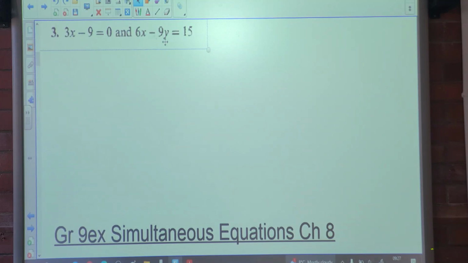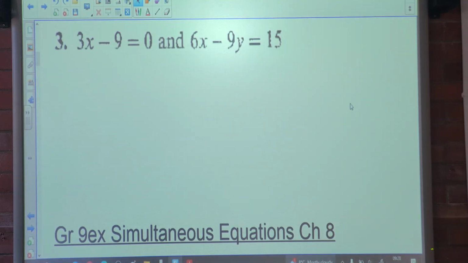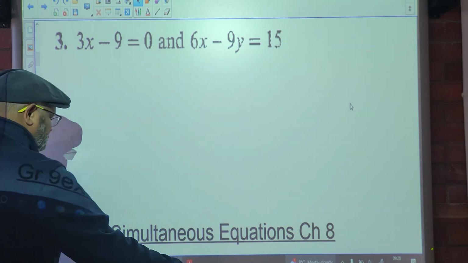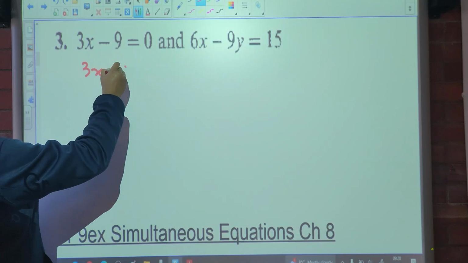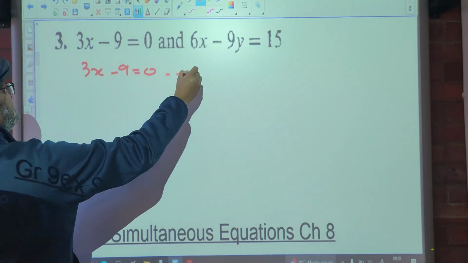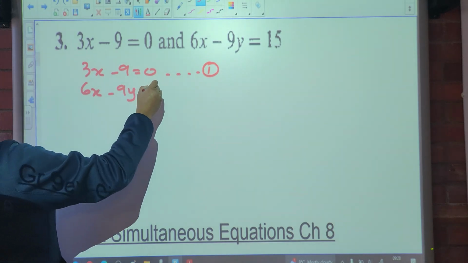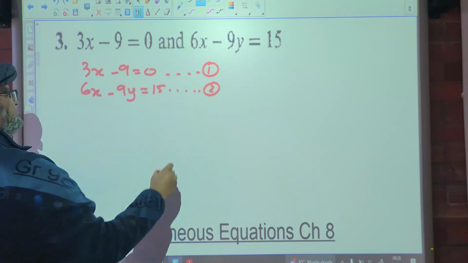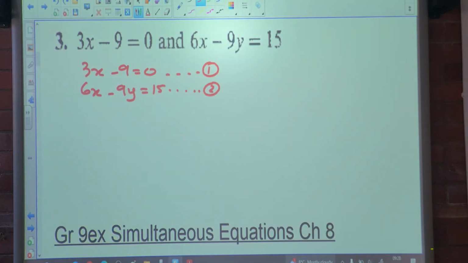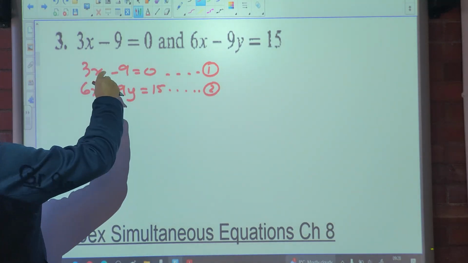Okay, number 3. We have 3x minus 9 is equal to 0. So then we'll label this equation 1. And we have 6x minus 9y equals 15 as equation 2. So which equation has one unknown? Equation 1. So you're going to make x the subject of the formula.